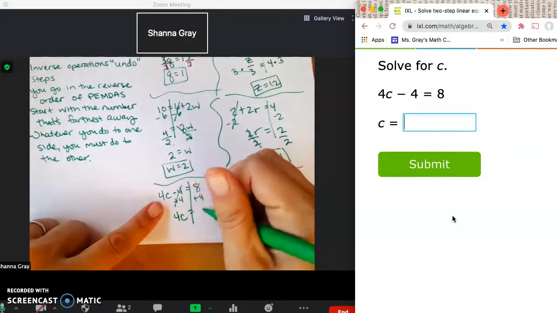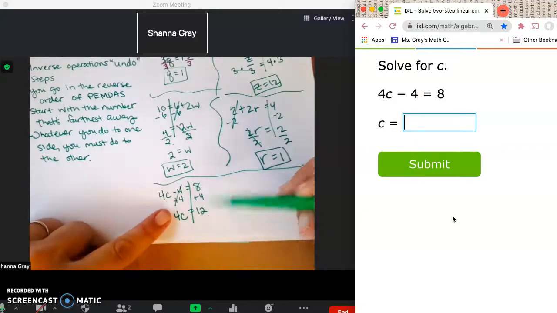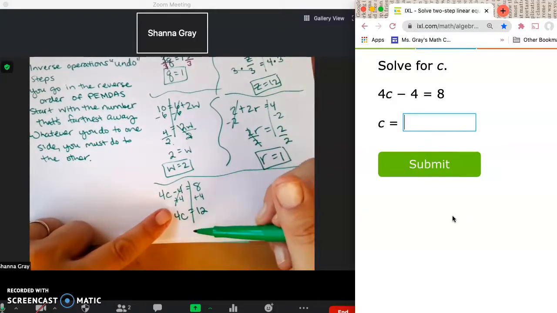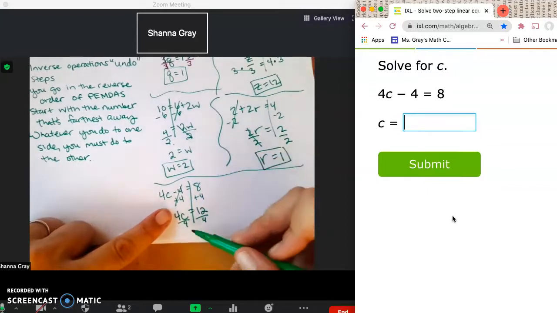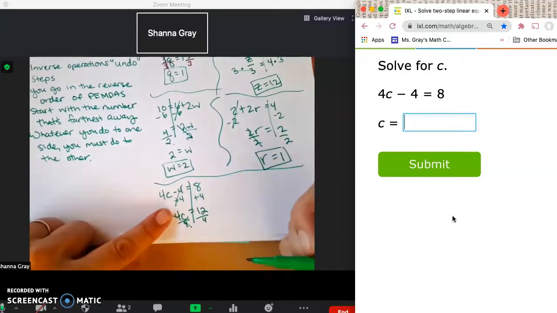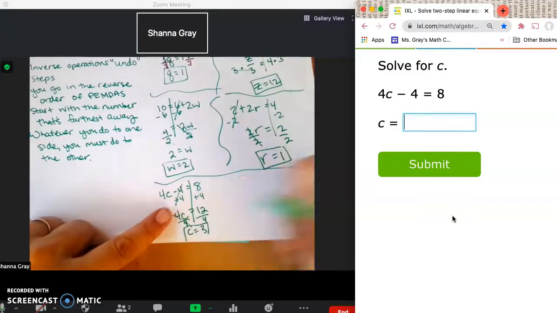And this is 12. So if 4 times something equals 12, hopefully you can already figure out this is 4 times 3. But if you're trying to demonstrate that, you need to divide out that 4. So that 4 divided by 4 just leaves that c behind, and then 12 divided by 4 is what gives me mathematically 3.